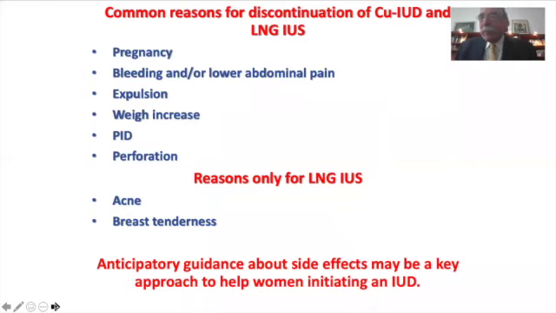The common reasons for discontinuation of the copper IUD and levonorgestrel IUS are pregnancy, obviously the worst reason for discontinuation; bleeding and/or lower abdominal pain, which many publications put together; expulsion, weight increase, PID, and perforation. Reasons only for levonorgestrel IUS users are acne and breast tenderness. Anticipatory guidance about side effects might be a key approach to help women initiate an IUD.